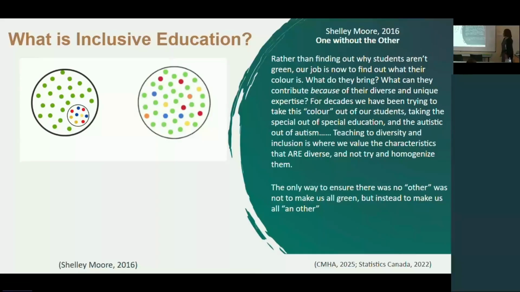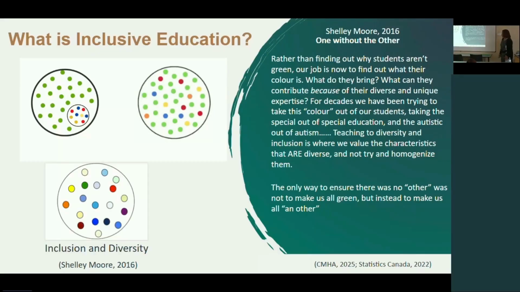The only way to ensure there was no other was not to make us all green, but instead to make us all another. And so Dr. Moore's definition of diversity and inclusion really included all identities. Today, what I'm going to be focusing on is the identity of ability. And that includes students with visible disabilities, with invisible disabilities, students with challenges and without challenges.